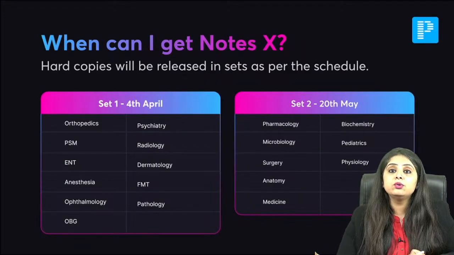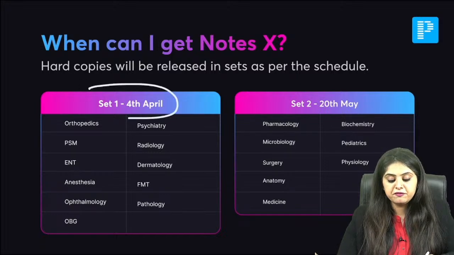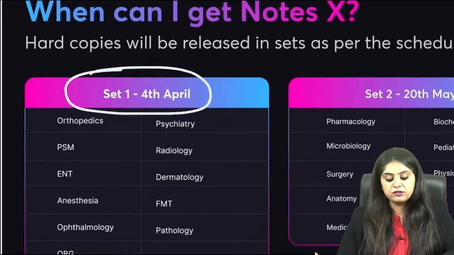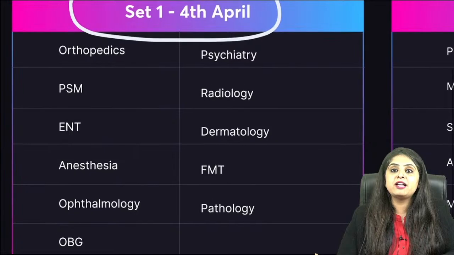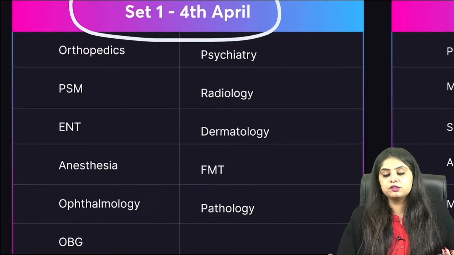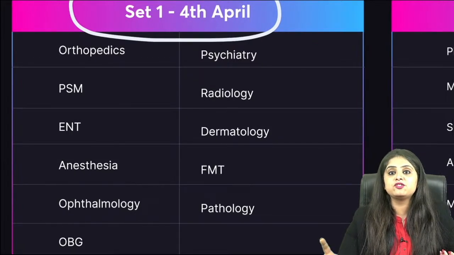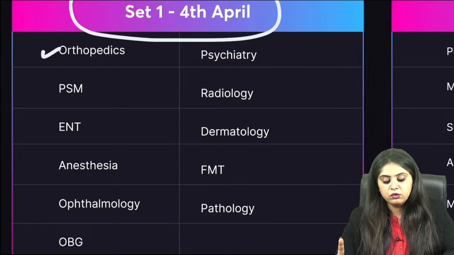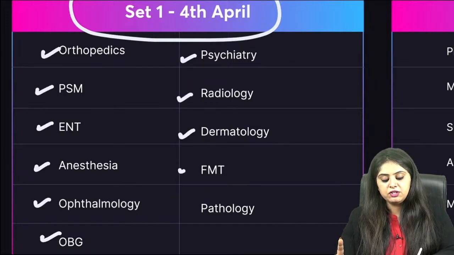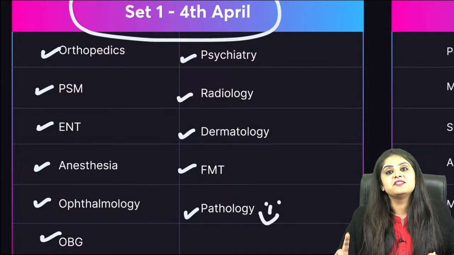When do you get the notes? It is going to be the first set, which is of these subjects in front of you. This is getting dispatched on 4th of April. So this is a list of all the subjects which will be dispatched in the first round: ortho, PSM, ENT, anesthesia, ophthal, OBGY, psychiatry, radio, derma, and pathology. So these are getting dispatched in the very first set.